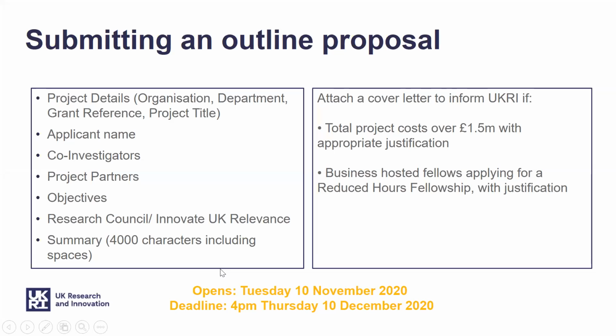So an outline proposal, what information do you need to give us at this stage? Well, it's very light touch compared to the full application. We need you to tell us everything in the left-hand box here. So we want some project details, the organisation, so the business where this will be hosted, potentially the department if that's applicable, grant reference, which will be given to you when you set up the document, and project title. So really high-level information. We need the applicant name, so you as the potential Future Leader Fellow, your name, co-investigators.